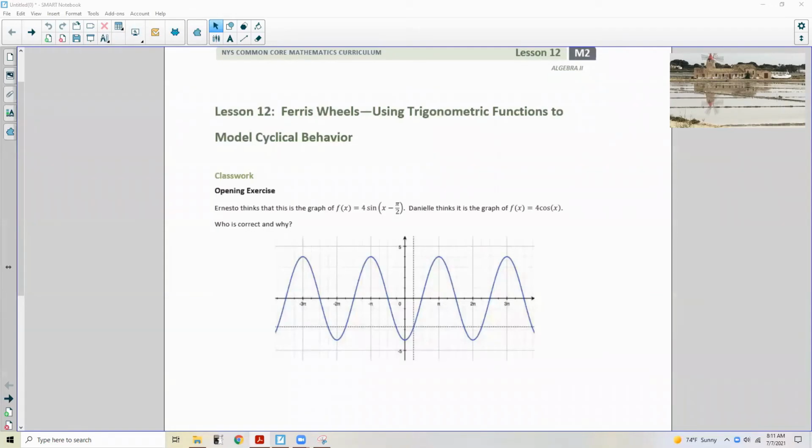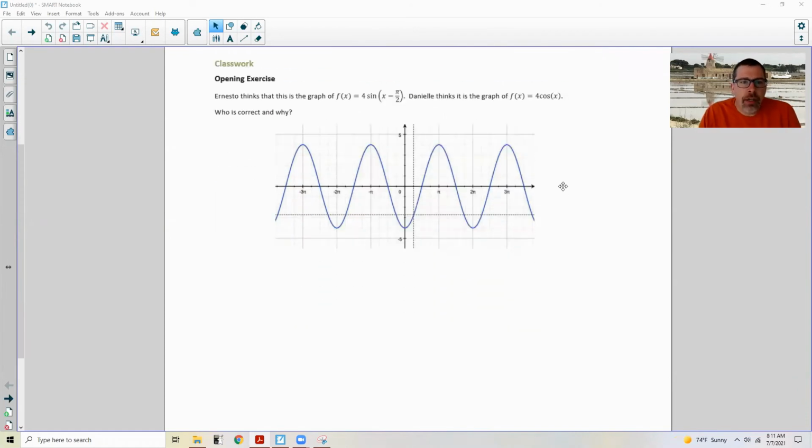All right, lesson 12, Ferris wheels, using trigonometric functions to model cyclical behavior. Classwork opening exercise says, Ernesto thinks that this is the graph of f of x equals 4 sine of x minus pi over 2. Danielle thinks it's the graph of f of x equals 4 cosine x. Who is correct and why? Okay, so here we go.